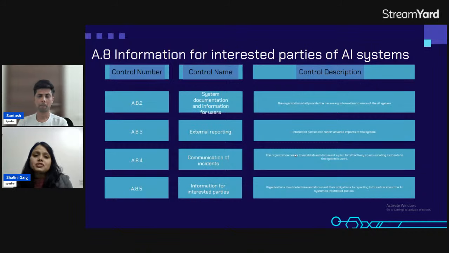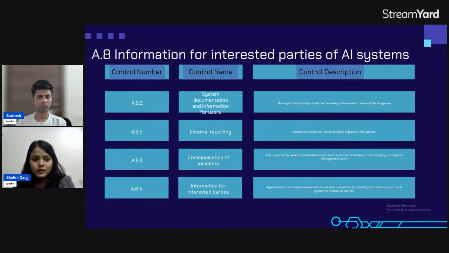Now, communication of incidents. Incidents with our AI system could range from system-specific issues to concerns about information security or privacy, like a potential data breach. It is very crucial that our organization recognizes its responsibilities in notifying users and stakeholders, tailoring our approach based on the unique context of the system. Now we are moving on to the next, which is information for interested parties.